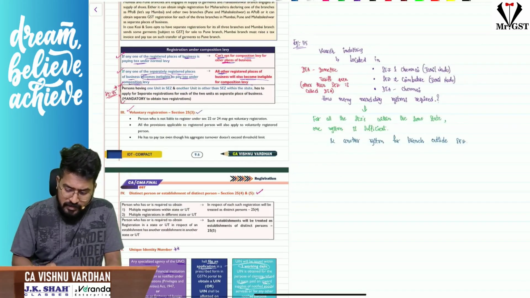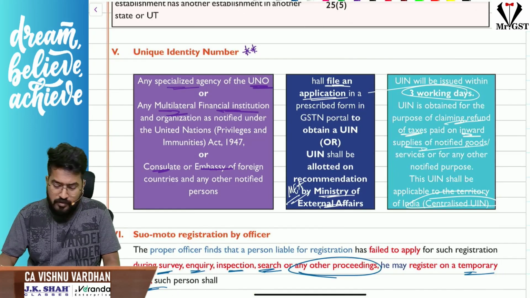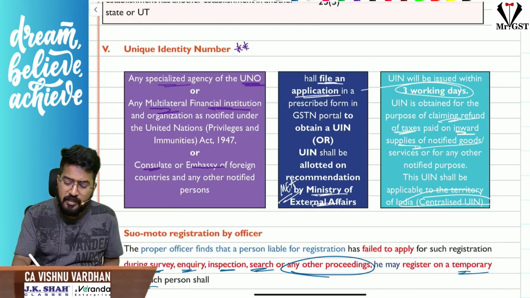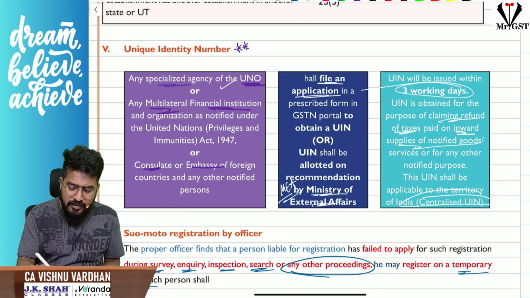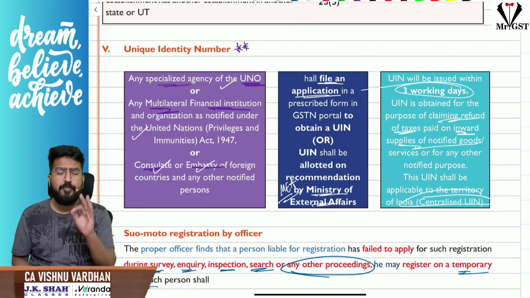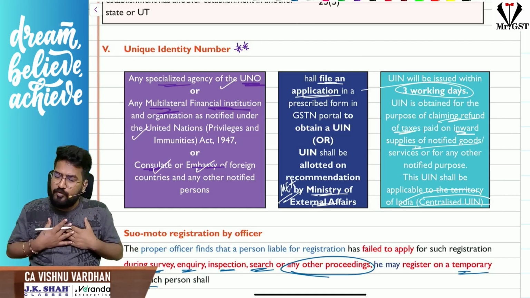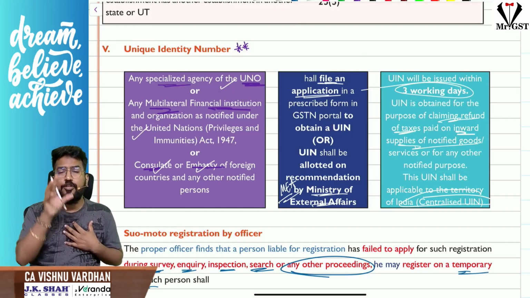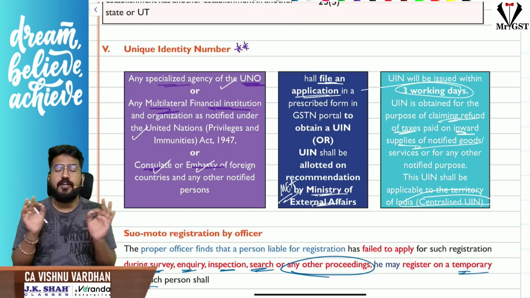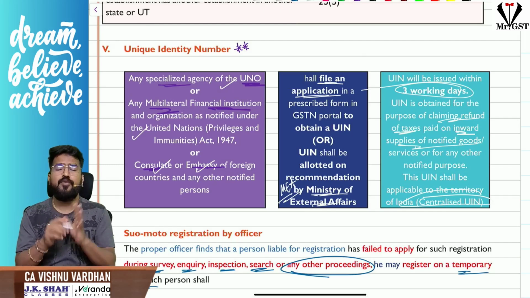Next, as we were discussing, the unique identification number. Sir, what is unique identity number? Please understand, unique identity number is granted to specialized agencies of UNO or any multilateral or financial institutions, consulates or embassies. Why is this granted? Purely for granting them refund on the notified supplies they have purchased. These foreign embassies and consulates purchase something on notified purchases, and whatever GST they have paid, they can ask for refund. To ask for that refund, they should have some communication with the GST department. That communication itself is the unique identity number.